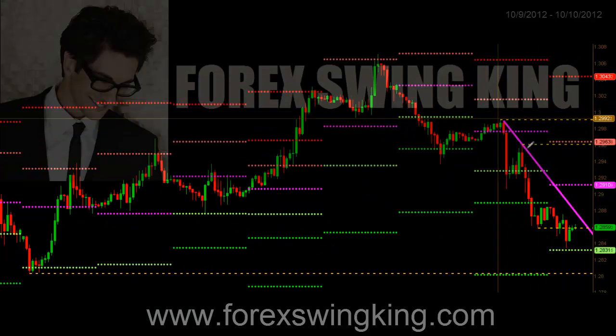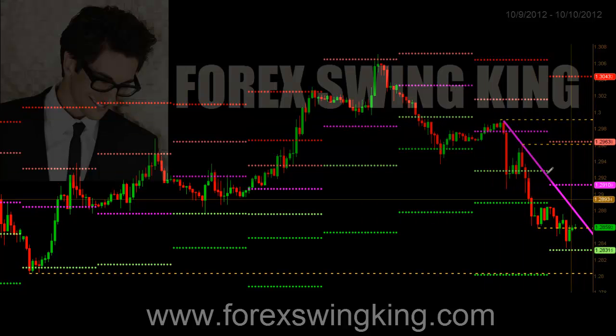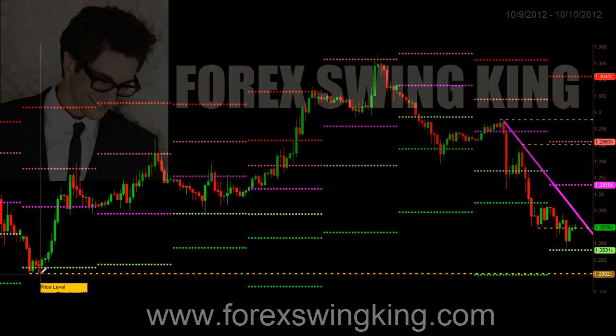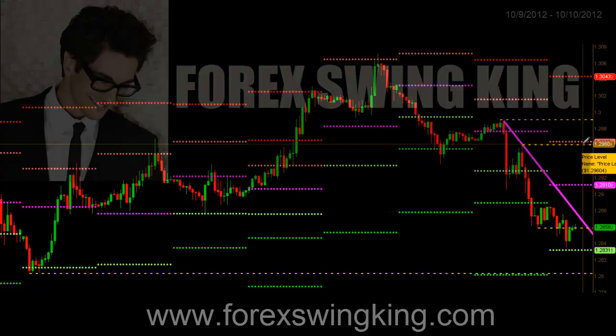Euro US dollar, we're still staying below this resistance, very similar to the USD JPY. I'll be looking at taking a short or a long down here, the bottom that was created on September 30th, 2012 at 1.2802. If we can break this diagonal resistance, I'll be taking a short up here at 1.2960 or up here at 1.2990.